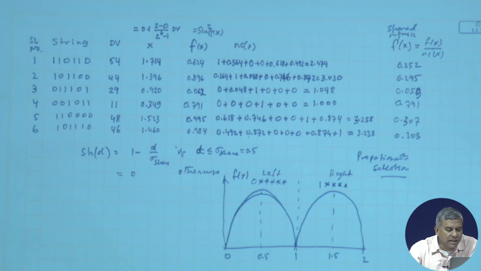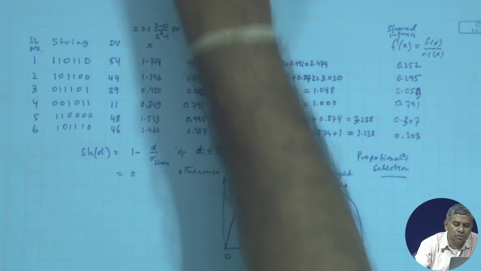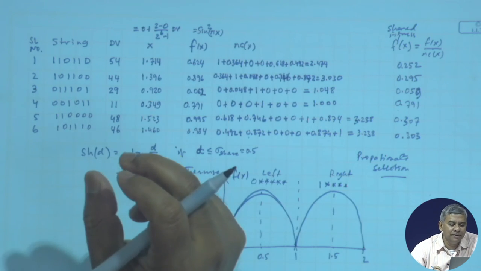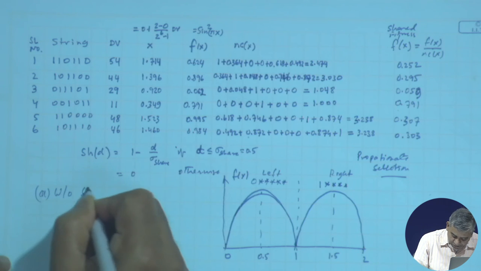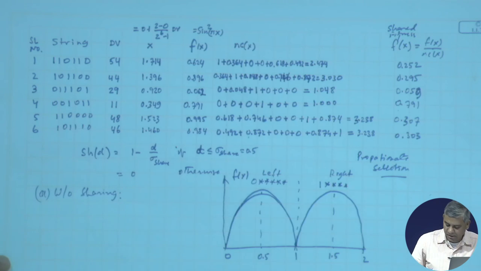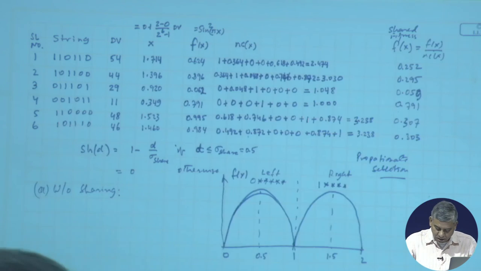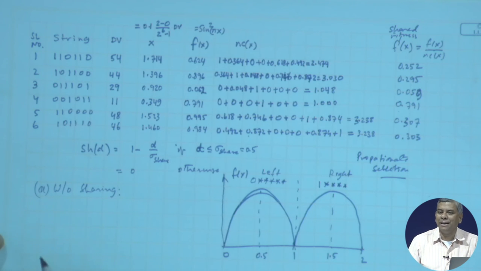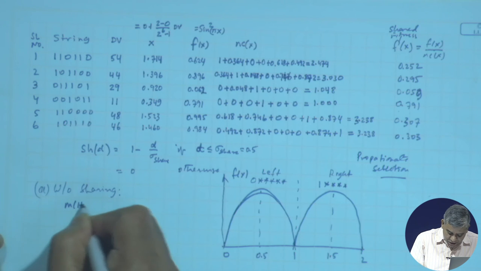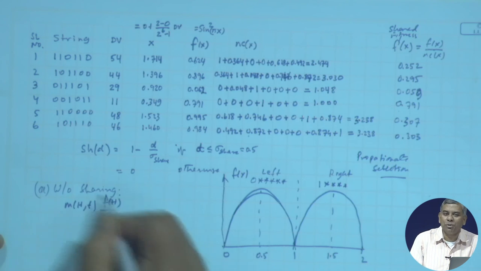Now it says, how many copies are expected in the next population if I just do proportionate selection for the left half of the search space? So let's do A, without sharing first. That means I'm not going to be using all this calculation. I'm only going to be using f(x). So if this is my fitness, I'm doing proportionate selection. How many copies will the left half get after the proportionate selection? Remember, it was m_H(t) times f_H over f bar. That's the proportionate selection effect.